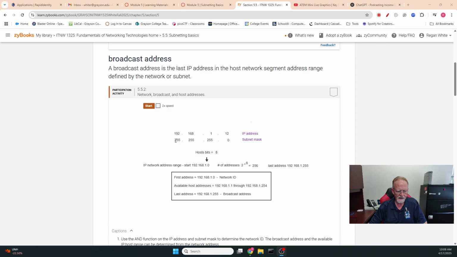You've got a group of 8 ones here. When you transfer this to binary, 255 is 11111111. Anyway, it's 8 ones. And you've got 3 groups of 8, so you've got 24. That means the CIDR is going to be /24 for this network.